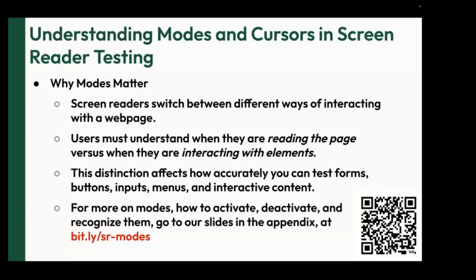Now we're going to talk about forms mode, which is often referred to as interaction mode or focus mode. This mode is for entering information or interacting with controls. Keys tend to behave like a regular keyboard. An example of this is when you type into a text field, select a checkbox or radio button, or when you use arrow keys inside a drop-down. Think of this mode as: I'm actively filling out a form or controlling an element.